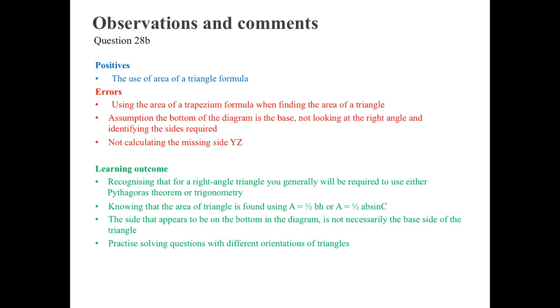Okay, so recognizing that for a right angle triangle, you generally will require Pythagoras' theorem or trigs, which they overall did. Knowing that the area of a triangle can be found by using half base times height was done quite well overall. Some kids did use the formula half ab sine C. For those kids, it actually worked out much easier if they knew that formula, not that it is necessary, obviously, in this course.